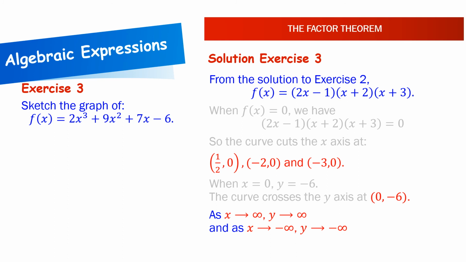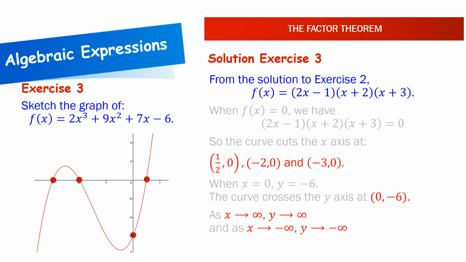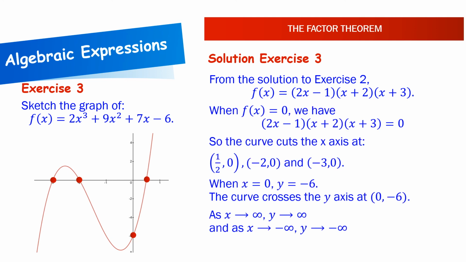Also, we have that as x tends to infinity, y also tends to infinity, and as x tends to minus infinity, y tends to minus infinity too. And therefore, our curve will look something like this. The key points have all been indicated on this graph.